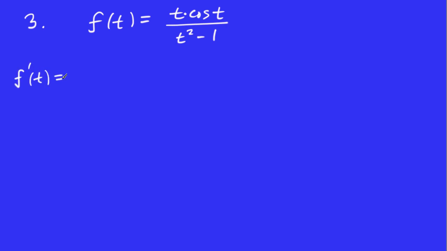Say number 3 here. f of t equals t cos t all over t squared minus 1. Now the interesting thing about this one is certainly it's a quotient rule because it's a quotient of two functions. But notice on the numerator here, this is actually even a product, right? So we're going to be combining quotient rule and product rule here all into one question. Why don't I go a little bit slower on this one for that reason?